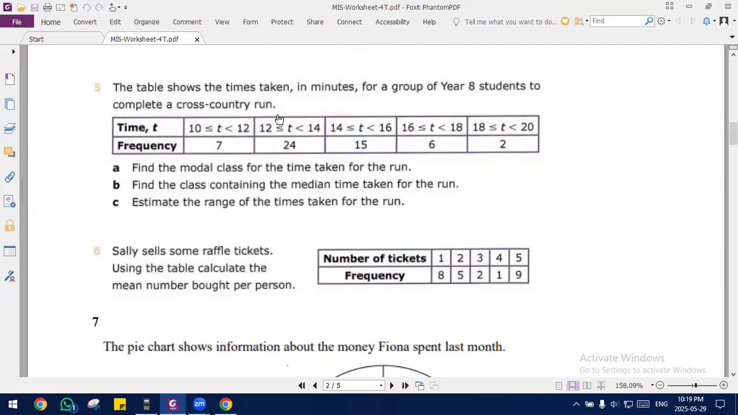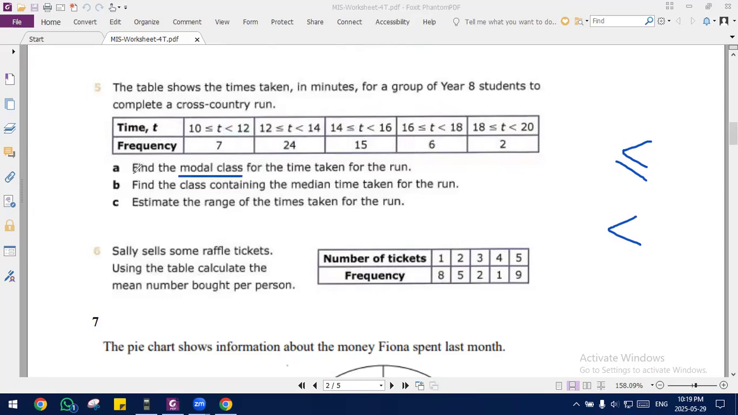10 and 11 minutes. Why is 12 not accepted here? 12 is accepted in the next group. Why? Because of that line here, as you can see. This means t is greater than or equal to 12. If you see this line here, it means yes, we accept the value. But if it says like this, no, we cannot accept that value. Anyway, let's continue. The question says, find the modal class.